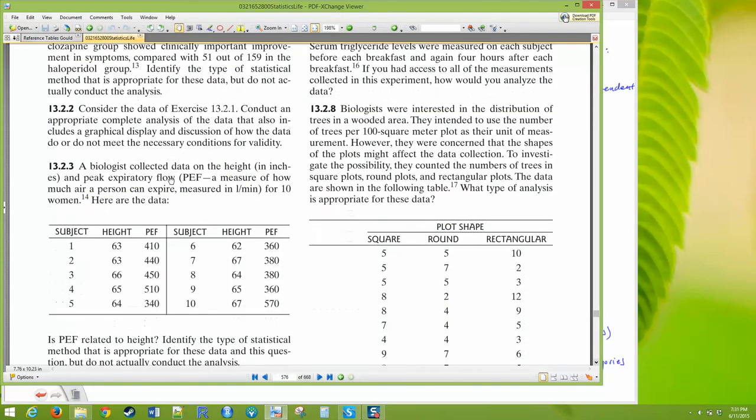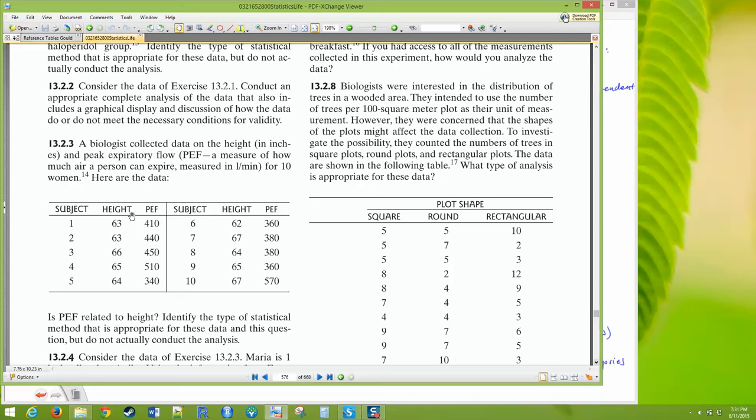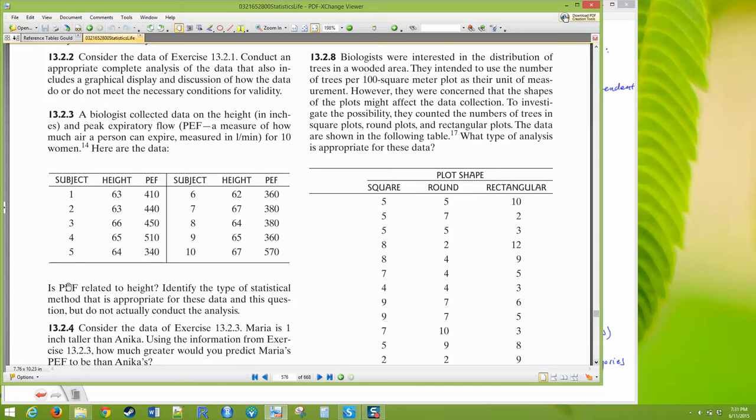Okay. A biologist collected data on the height measured in inches and peak expiratory flow, a measure of how much air a person can expire measured in liters per minute for 10 different women. And here's the data. Subject 1 had a height of 63 and peak expiratory flow of 410, et cetera. Okay? And it wants to know, is peak expiratory flow related to height? Okay, again, don't shout out your answer. Just think about it for a second here. Identify the type of statistical method that is appropriate for these data.